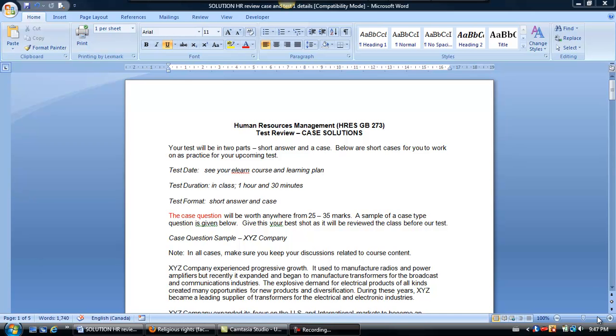And the test format again is short answer and case. So what we thought we would do is give you a couple of examples of some case questions. And again, the case could be worth anywhere from 25 marks to 35 marks. And we have a little sample below. So you really should give this one your best shot. Just to make sure that you're understanding the questions now and what a response should look like.